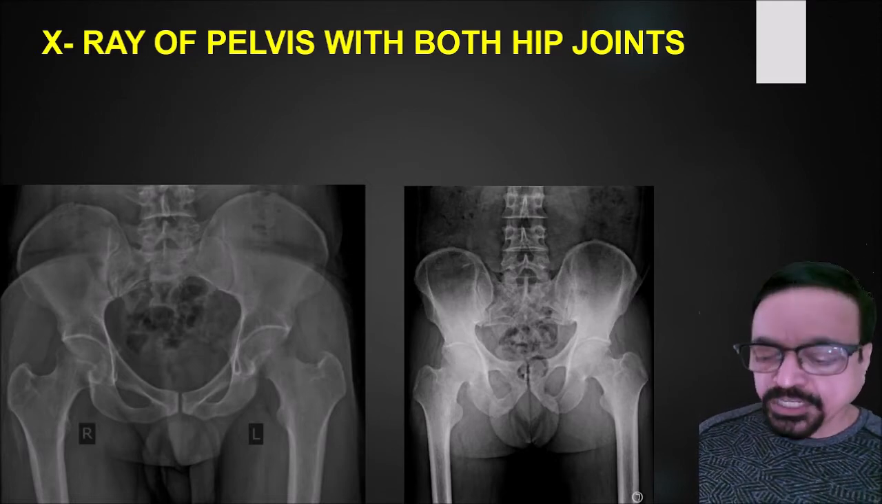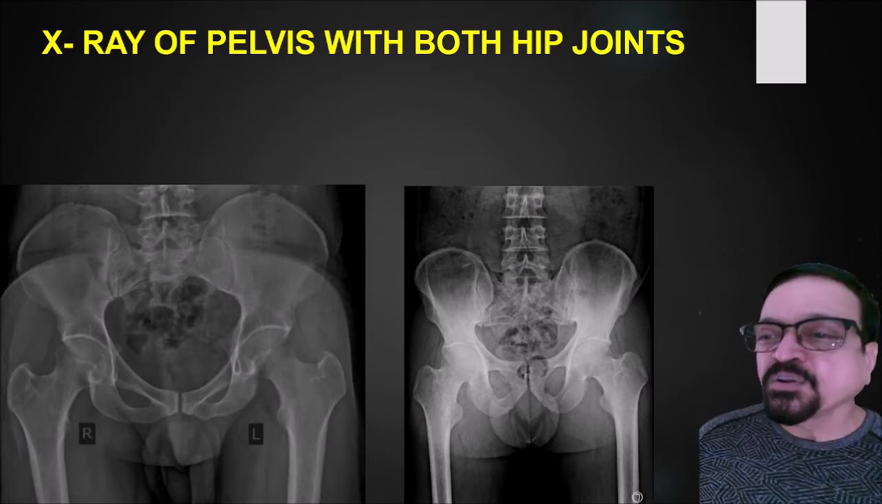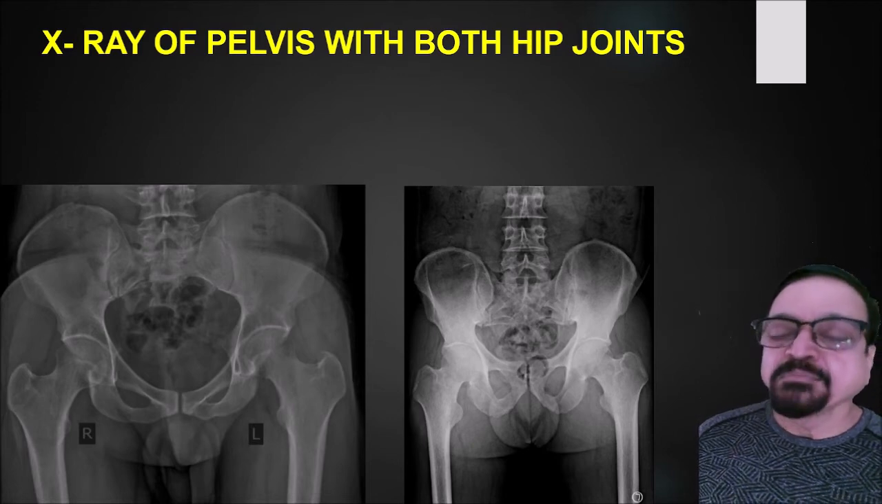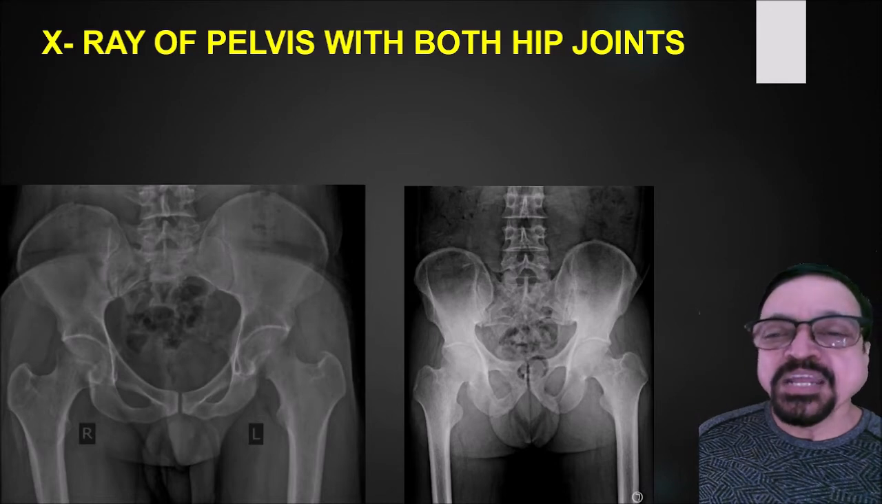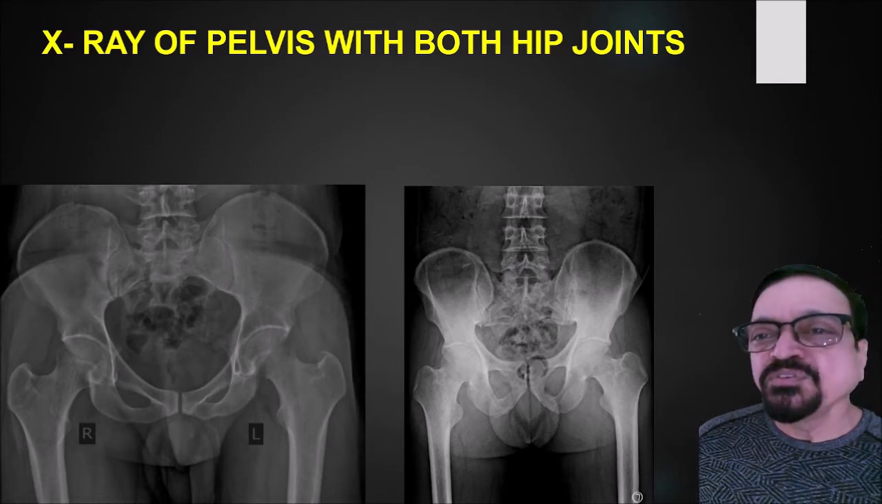So neck pathologies cannot be commented on if your internal rotation is not correct, number one. Number two, if the patient is slightly tilted. How you know whether the patient is tilted or not is because of the position of the ilium.